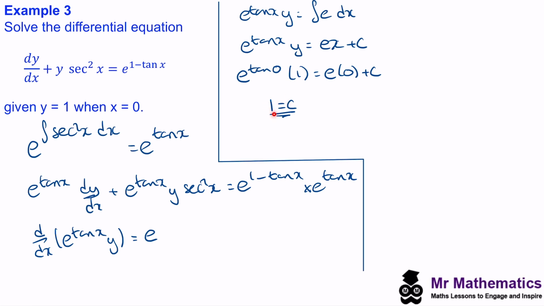And then we can substitute this value of c back into here. So e to the tan x times y is equal to ex plus 1. We'll divide both sides by e to the tan x. So y is equal to ex plus 1 all over e to the power of tan x.